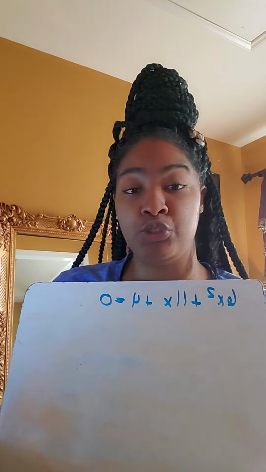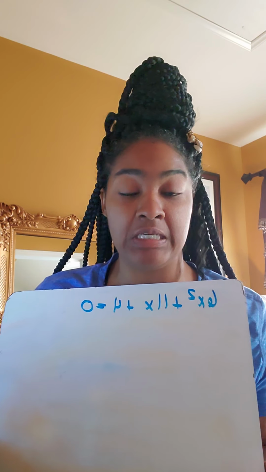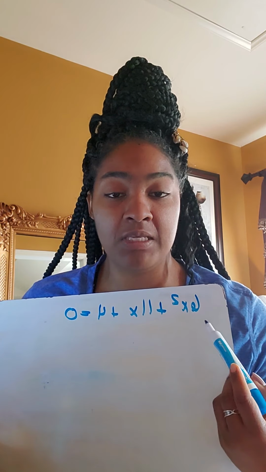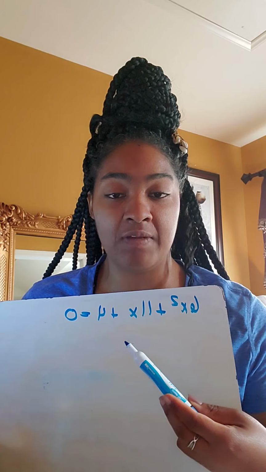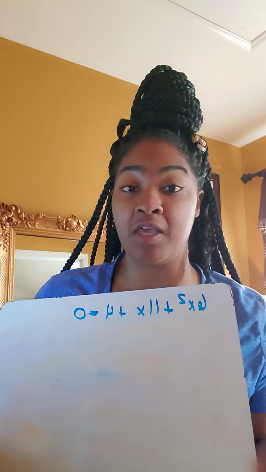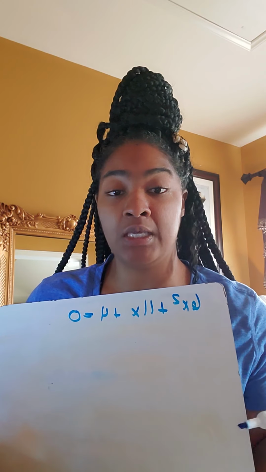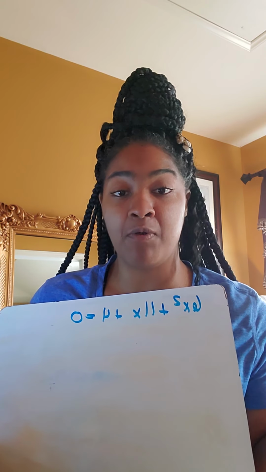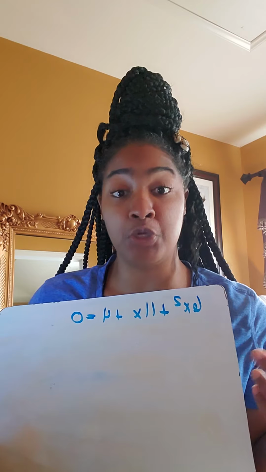I am going to help you with number one on the ticket out of the door. The problem is 6x squared plus 11x plus 4 is equal to 0, and we're going to just go ahead and factor that quadratic using the formula in steps that I provided in the notes.